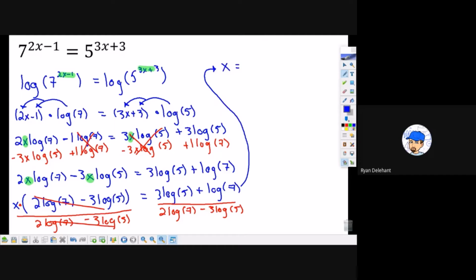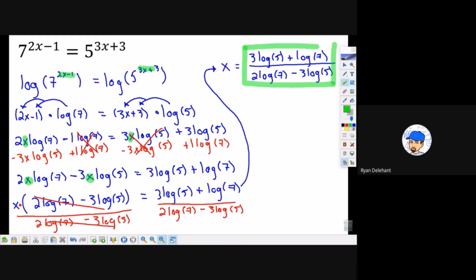And now what I've just done is I've got the x all by itself, and I have this really crazy looking fraction now. 3 log 5 plus the log of 7, and I want to divide that by 2 log of 7 minus 3 log of 5. But what I've done is I can plug this into the calculator now. And the calculator will give me my final answer.